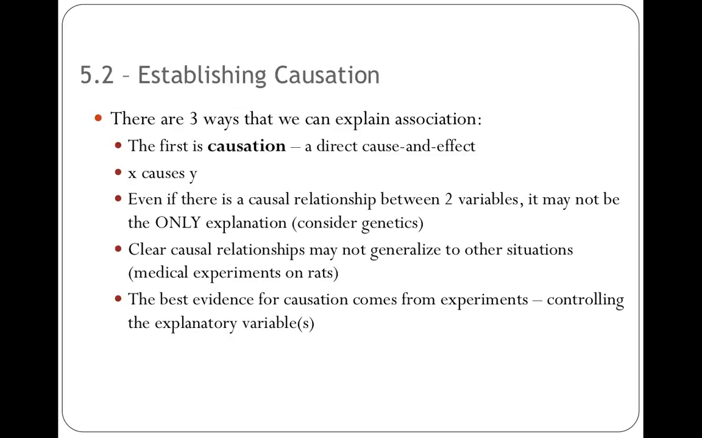Also, clear causal relationships may not generalize to other situations. Medical experiments on rats, for example, are a lot of times used in experiments. But that doesn't mean that those results are going to generalize to other situations involving people or involving rats that aren't in a laboratory. All right. However, still, the best evidence for causation is going to come from experiments, controlling the explanatory variable and observing the response.